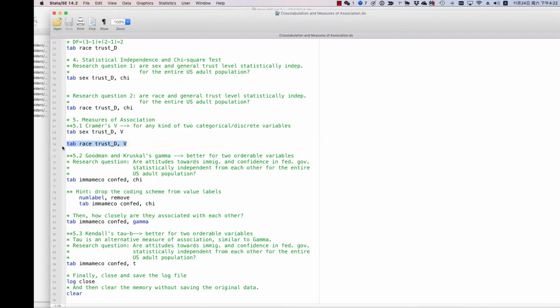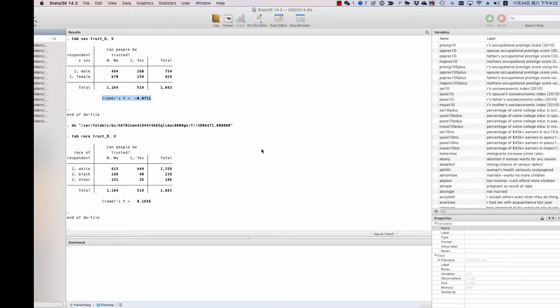We have already known that race and the trust level are not statistically independent for the entire population. So how closely are these two variables related to each other? We calculate Cramer's V for these two variables. List the frequency table between two variables and followed by an option of capital letter V. So highlight row 70 and click on the Do button. You will see that these two variables have a Cramer's V value of 0.1656.